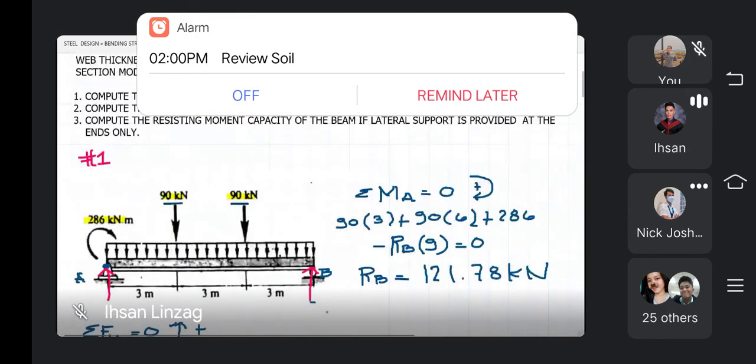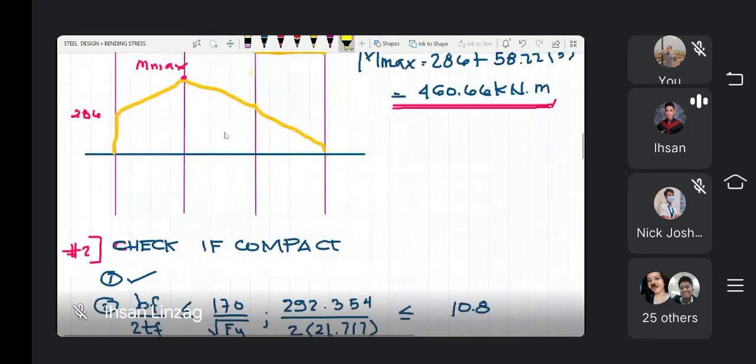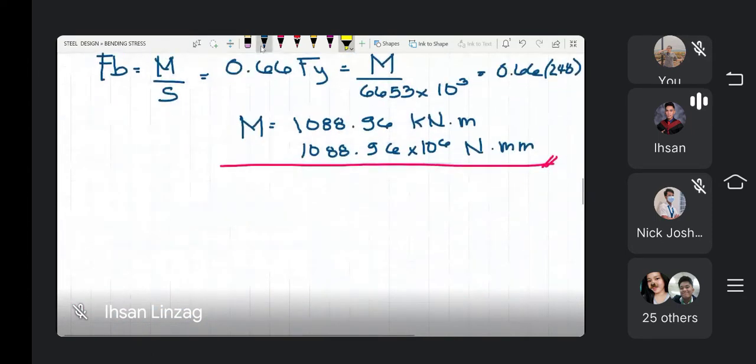Ang sabi naman dito sa question 3 is compute the resisting moment capacity of the beam if lateral support is provided at the ends only. Pag na-mention ko na to sa lecture, i-mention ko ulit to. Pag sinabing at the ends only, you're going to use the unbraced length, yung LB. So, i-use natin ngayon yung unbraced length.